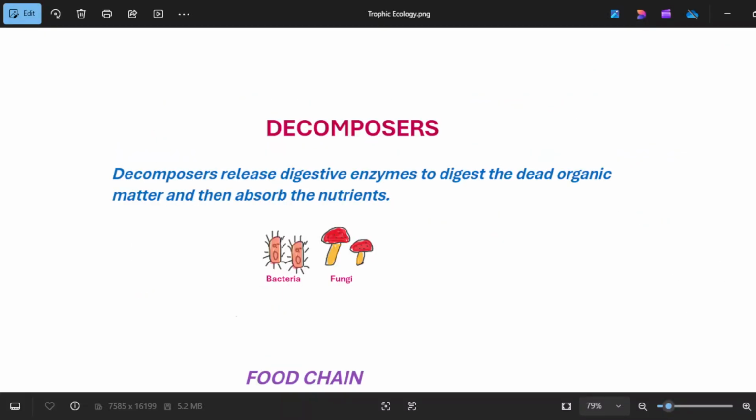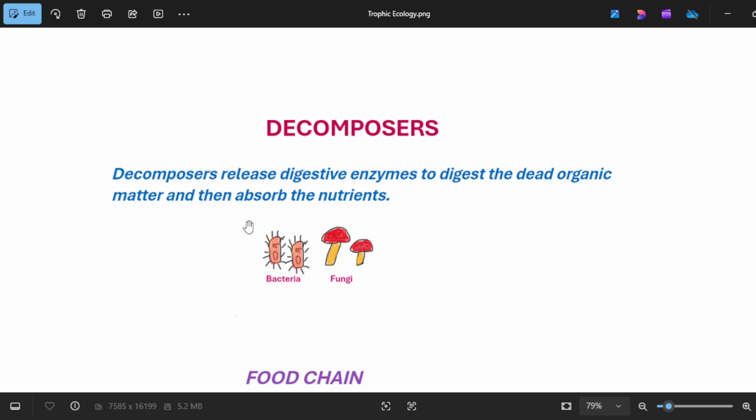So these decomposers, what do they do? They release digestive enzymes on the dead organic matter, and these digestive enzymes will digest that organic matter, and after that they absorb the nutrients. They do not have their own digestive system or mouth to eat the organic matter.